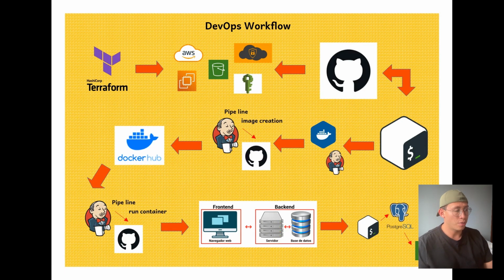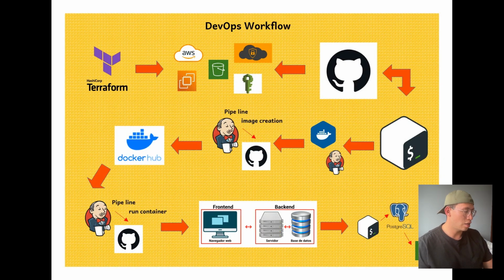I also have some credentials I will show in the next video. Then we got a pipeline, run container. This pipeline just takes the images sent to Docker Hub and will run the app to create the containers with the front end, the back end, and the database. The data is stored on a different volume, protected by a different group in Linux.